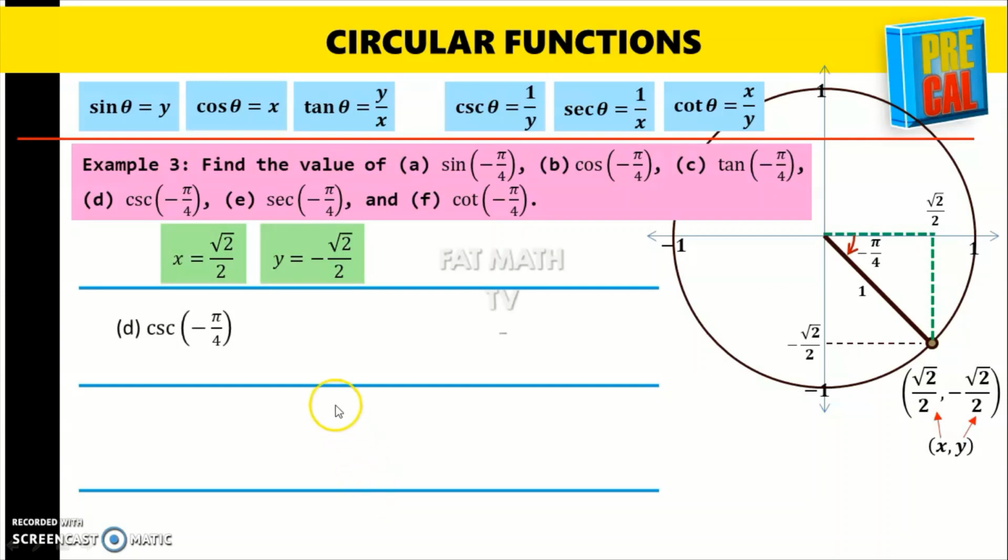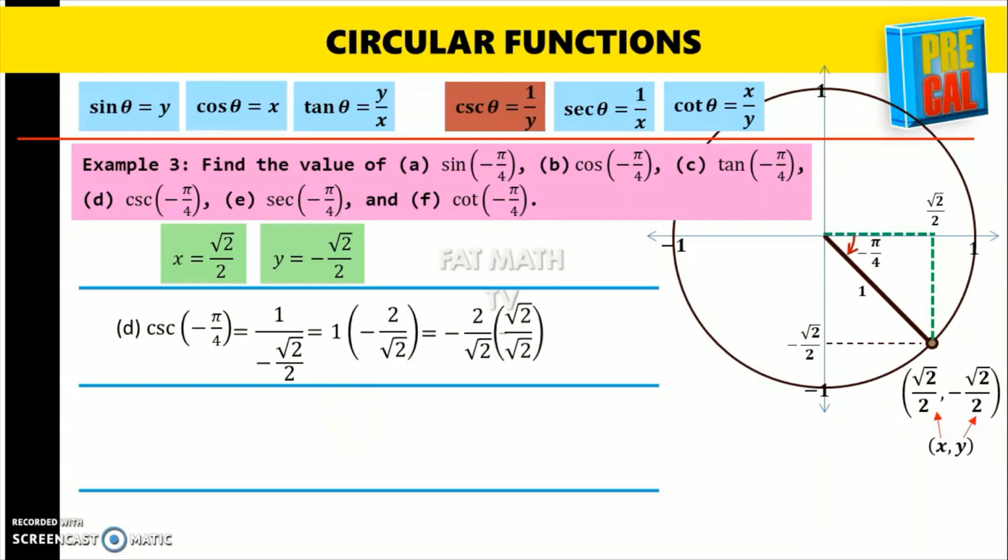How about for the other 3? So the cosecant is 1 over y. So that's 1 over negative square root of 2 over 2. You will get 1 times the reciprocal, negative 2 over square root of 2. Rationalize the denominator. So multiply by square root of 2 over square root of 2. So 2 times square root of 2 is 2 square root of 2. Square root of 2 times square root of 2 is 2. And then you can cancel here the 2. And you will get negative square root of 2 left.